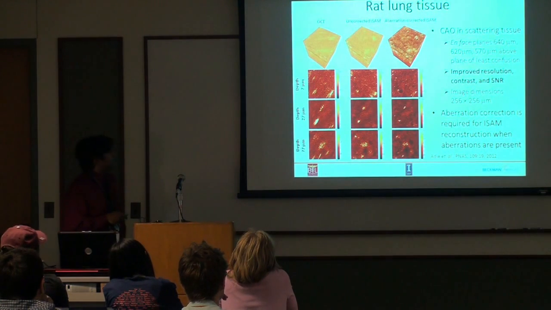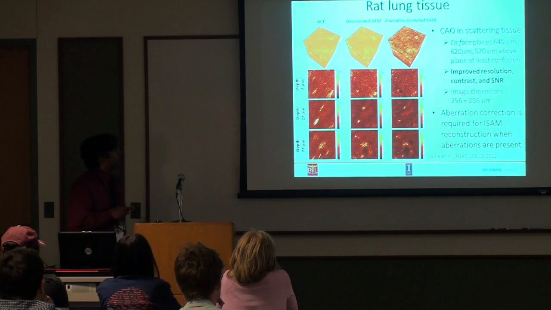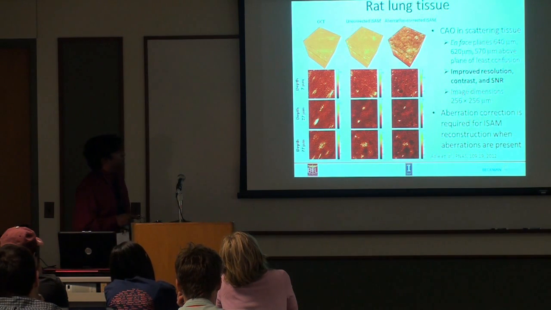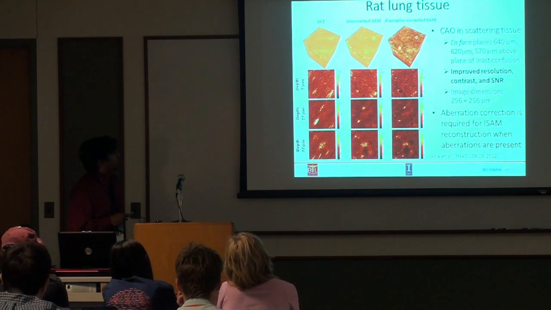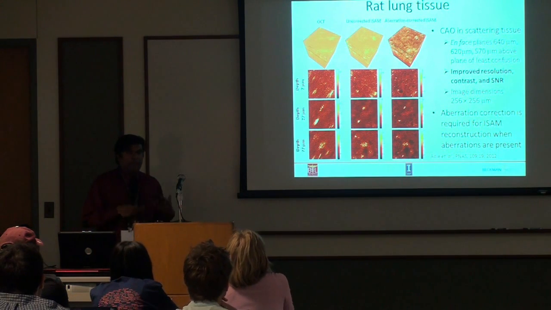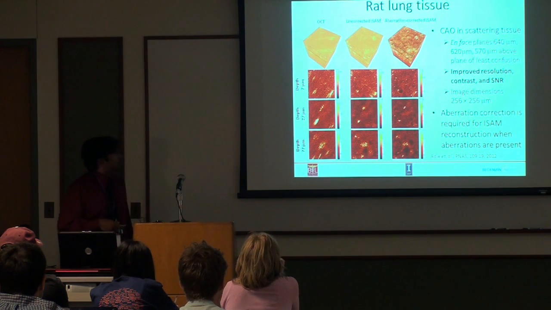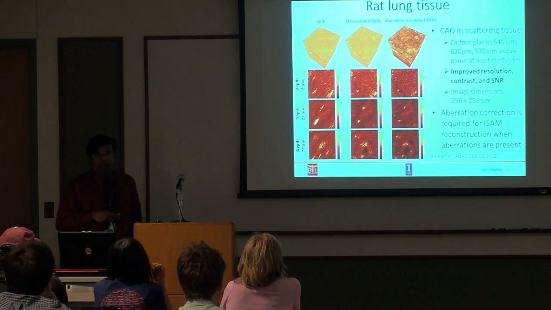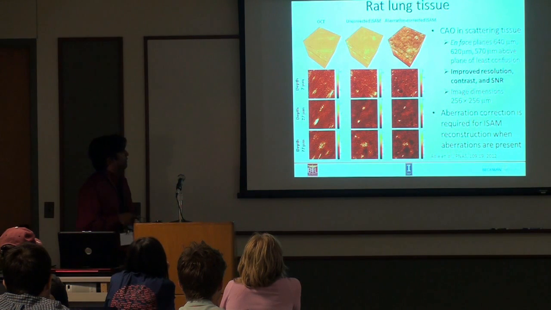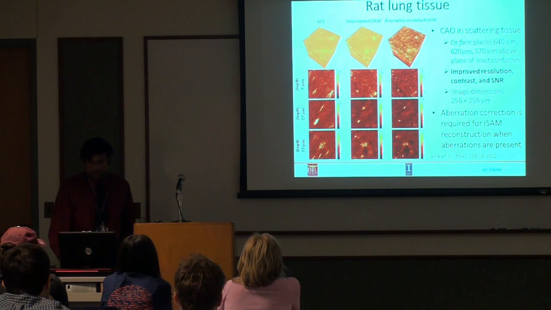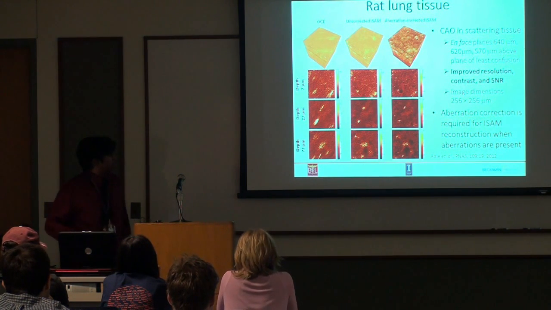So here we show computational AO in rat lung tissue. Below these 3D volumes are three en face depths. And as you can see, the aberration-corrected ISAM corrects both for astigmatism and for defocus, and clearly it provides the best resolution, contrast and signal-to-noise ratio. If we just try ISAM directly without doing aberration correction, this is what we get. What this tells us is that when aberrations are present, they really must be accounted for in the reconstruction in order to get the best resolution.